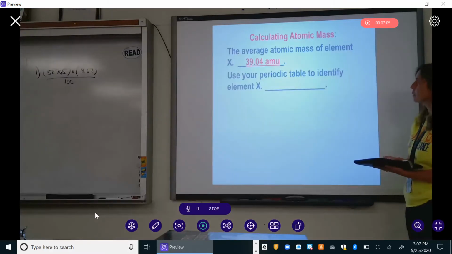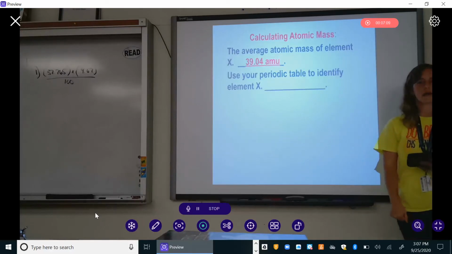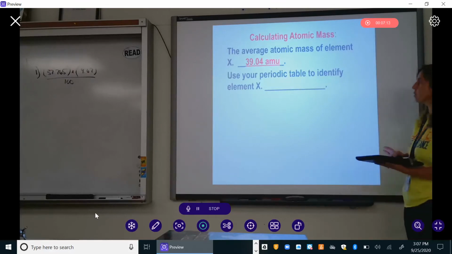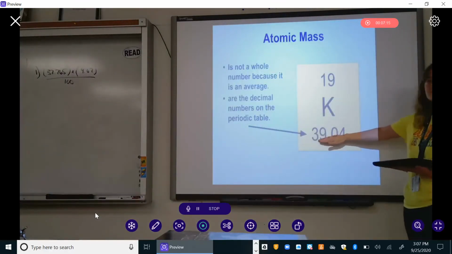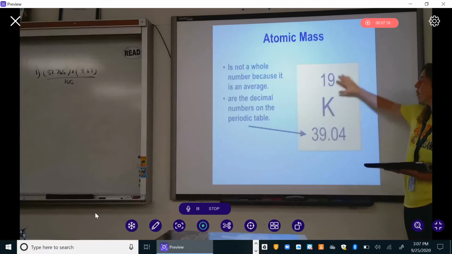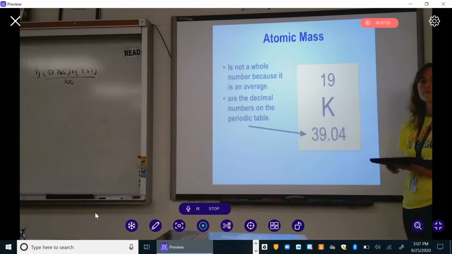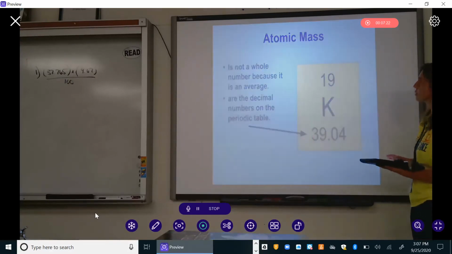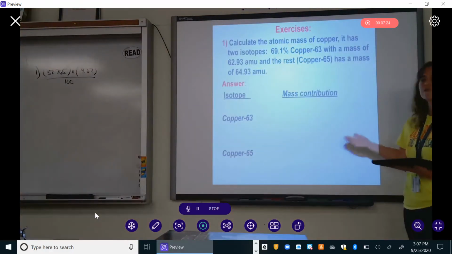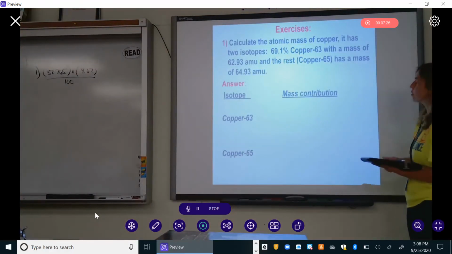All right. Now, using your periodic table, try to identify element X, okay? So if you were looking at your periodic table, you would see that element X is in fact potassium, okay? It has an atomic mass of 39.04, very, very close. Okay. Now, let's move to the next problem, okay, on your set of notes.